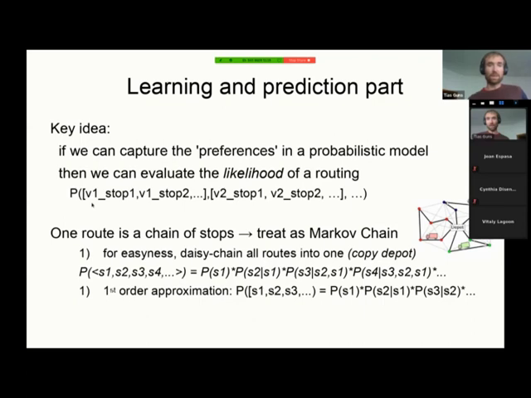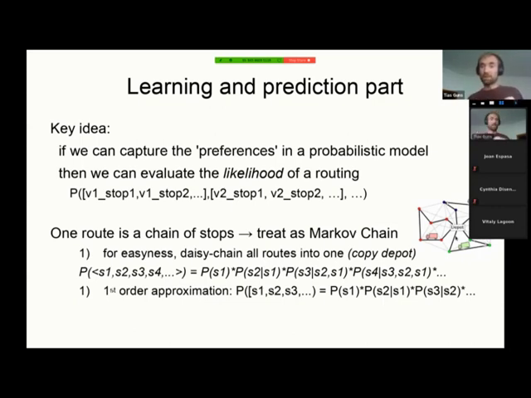Now, how do you do this? Well, if you look at an individual route in a vehicle routing problem, so just a red one, for example, then this is a chain of stops. And a chain of stops means that we can, for example, approximate it by interpreting things as a Markov chain.